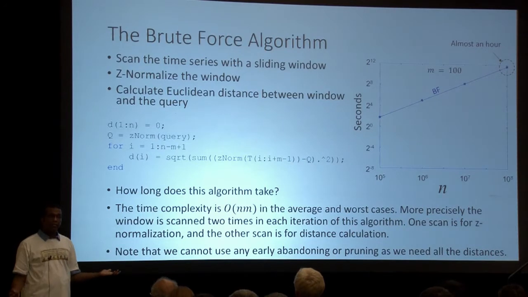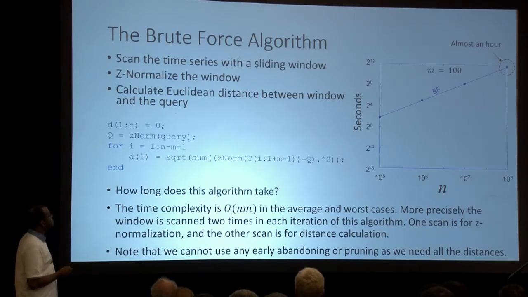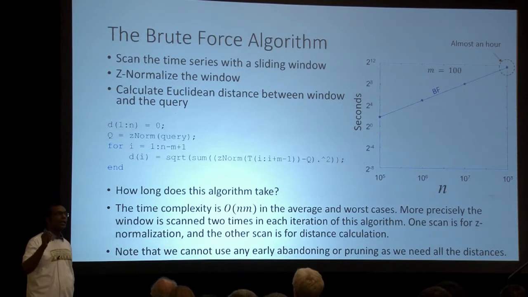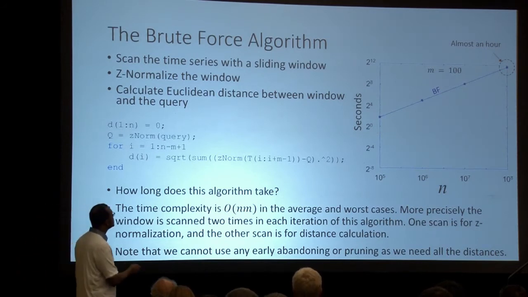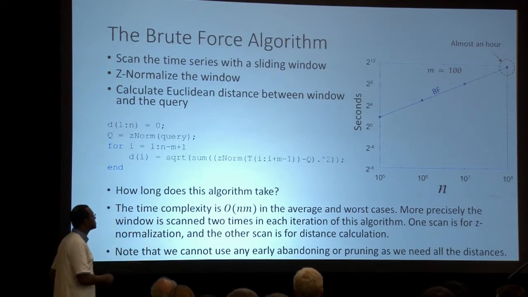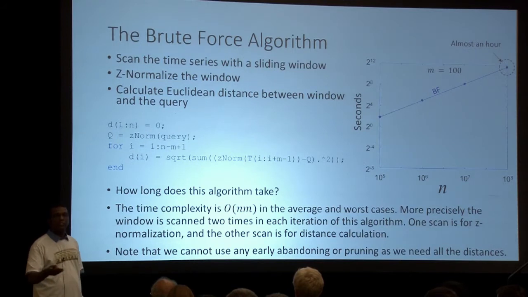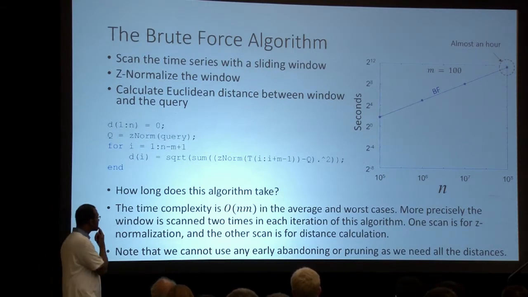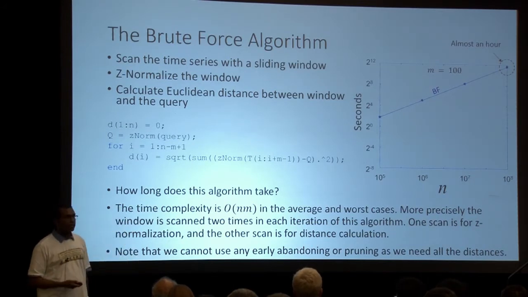Obviously, we want to do better. How? That's the question we will answer repeatedly. In this case, you can see that this algorithm takes order nm time, meaning that for each window, you have to scan the query at least once. That's why it is order nm. And the average and worst case are identical. So how can we improve that? That is the first question.